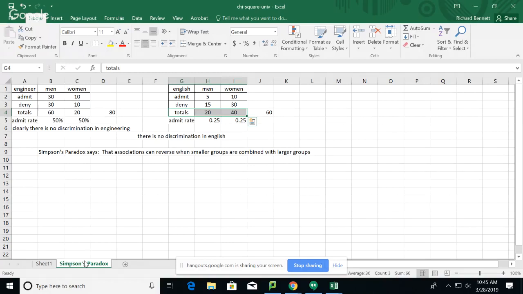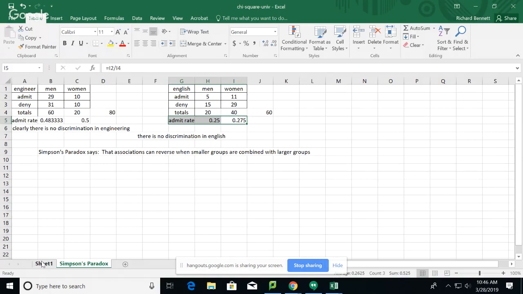Now, the funny thing about it at Cal Berkeley is it did actually reverse. I'm going to copy these formulas here for a minute, okay? And I believe that the men, let's change this to 29 and 31. The men had a worse admission rate, and let's change this to 11 and 29. And the women, so now what's going on? Women have it better in the engineering department, and women have it better in the English department.